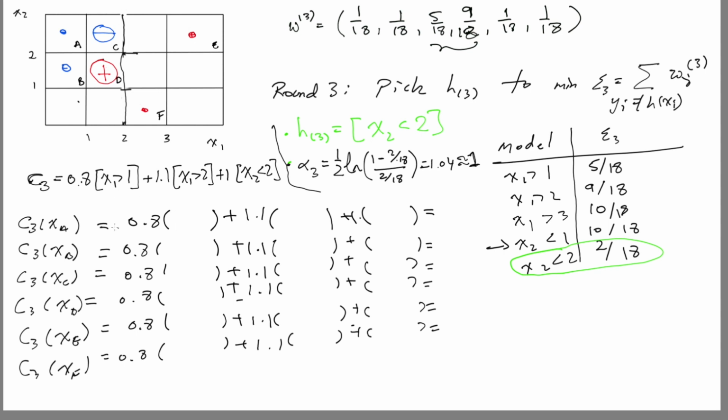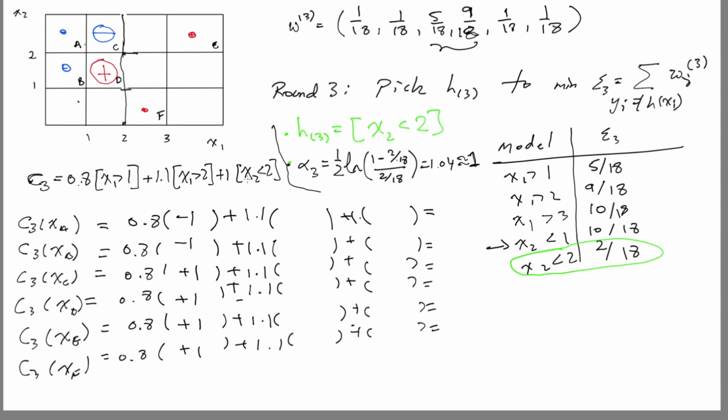All right, so let's look at XA. So what does x1 bigger than 1 do? It classifies all the points to the right as positive, all the points to the left as negative, so it makes a mistake only on C, right? So it classifies A and B as negative points, it classifies C as a positive point, classifies D as a positive point, and E and F as positive points, okay?